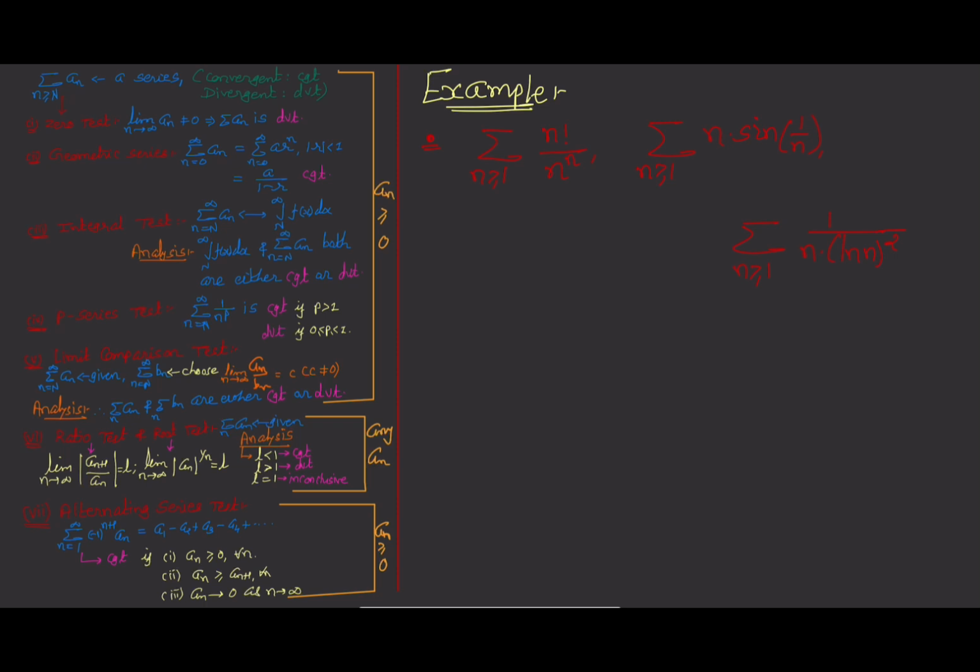These are three examples I have given. I have given a number of tests, and I only need to check which test will help me. Now see. In all these examples, here I have factorial and n raised to n. So over the factorial, if I apply the integral test, x factorial is not possible. So here the integral test is not helpful.